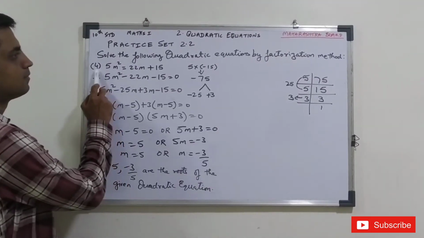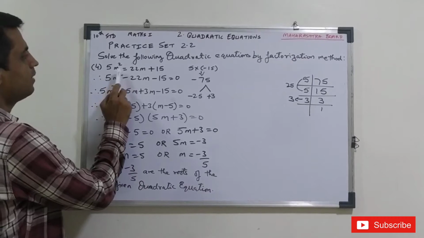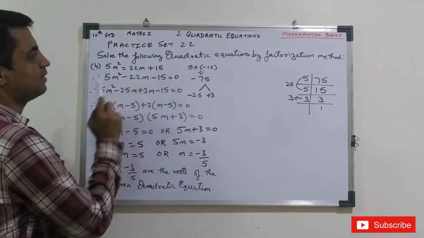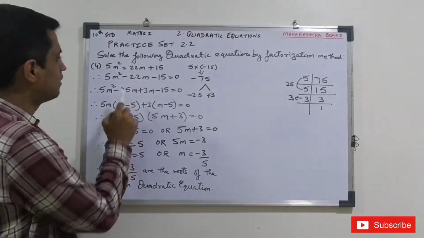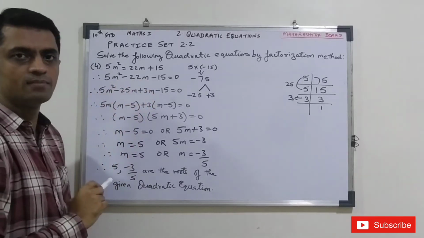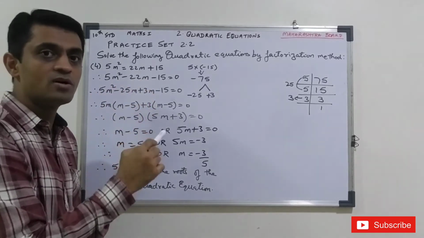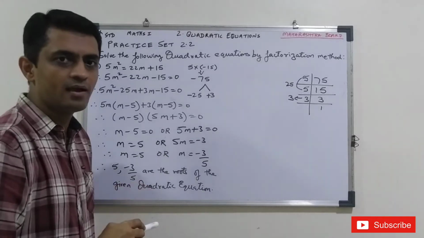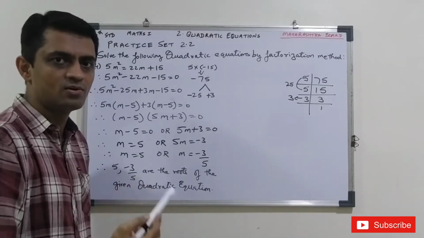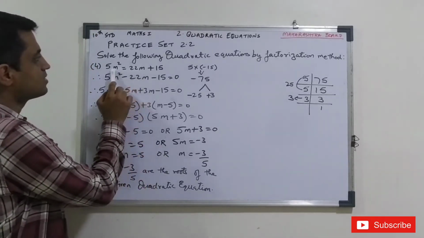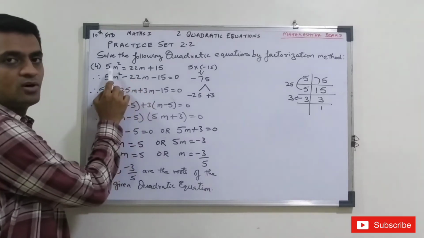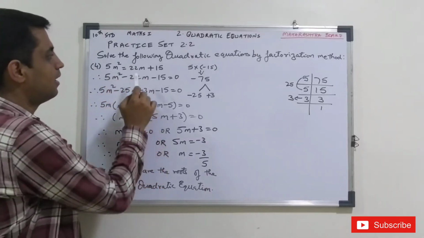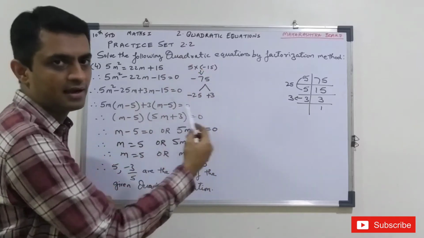Fifth sum: 5m square is equal to 2m plus 15. In this sum, it is not in a standard form. In the earlier sum, it was in a standard form: ax square plus bx plus c is equal to 0. Here, if you see, it is not in standard form. m square is on the left hand side and 2m plus 15 is on the right hand side.